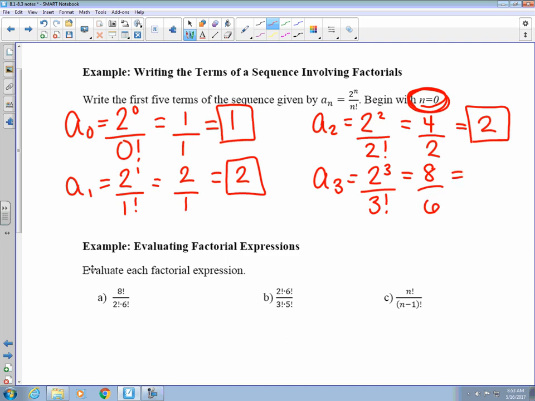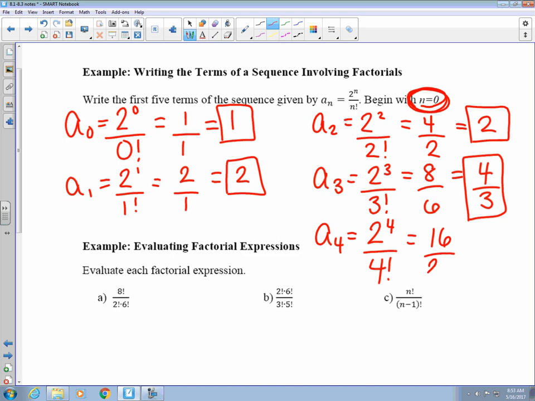That's a fraction. If it simplifies, please do so. This is 4 over 3. And a sub 4, 2 to the 4th over 4 factorial, 16 over 24. Again, that simplifies, so please do so, to 2/3. Okay, but that's nothing different than the other sequences, other than the fact that there is a factorial involved.